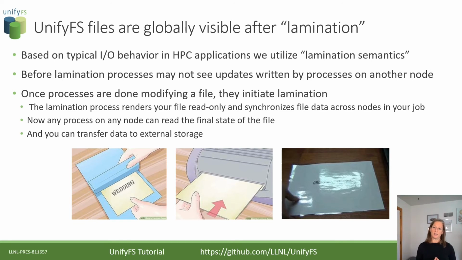So we base our UnifyFS optimizations on this idea. Before lamination, files can be modified, so processes can write to them willy-nilly. The caveat there is that file data may not be visible to all processes before lamination. So rank 4 may not be able to see rank 0's data, especially if they're on different nodes.